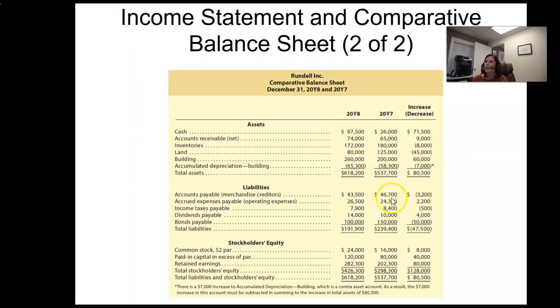And again, it's just the same thing. We're just taking the difference between year 1 and year 2. If it is a deduction, we're going to have to subtract it. Any additions, we just put in there without parentheses, and on down the line.